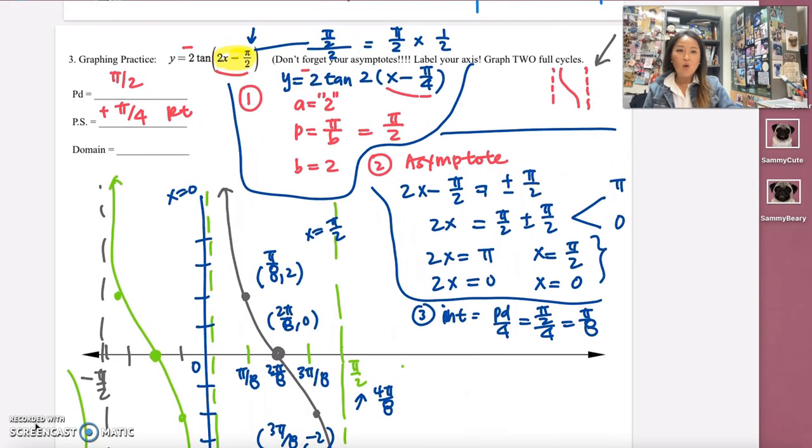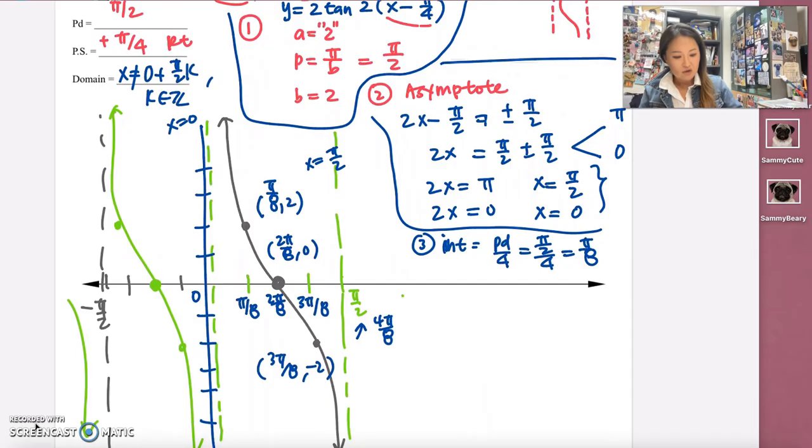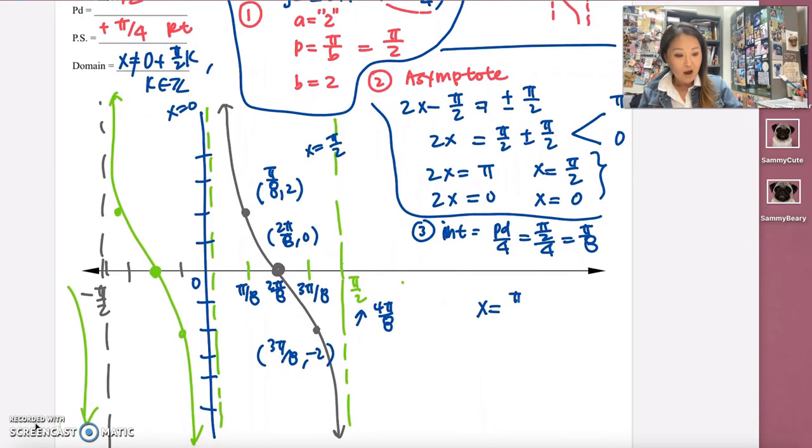And what's the domain? You can use 0 if you want to. But how often does the asymptote happen? It happens every pi over 2, every period. So it's going to be x cannot equal k times pi over 2, where k is any integer. Or if you want, you could write it this way too. The domain could also be x not equal to pi over 2 plus pi over 2 times k, where k is an integer. It doesn't matter which one you use. You could use negative pi over 2 as well, okay?